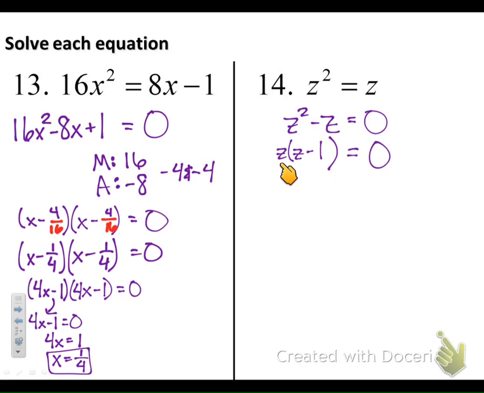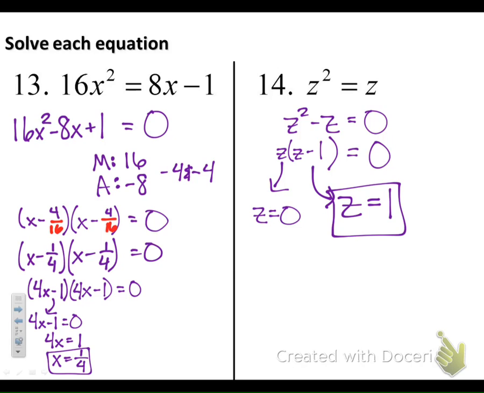What would this z out here have to be if this had to represent 0? If you just have a variable by itself, that variable would be the 0. But what about this expression? Z would have to be 1 in order for this expression to represent the 0. These are our two solutions.